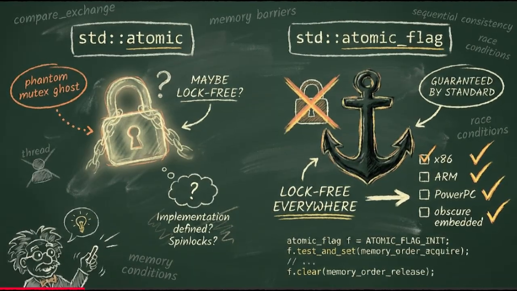And the absolute baseline primitive they introduced to anchor this whole system was the standard atomic flag. Standard atomic flag was designed to be the ultimate lowest common denominator. It was the only type strictly mandated by the standard to be lock-free on absolutely every hardware platform. Meaning no hidden locks anywhere. Right. Because if you use a standard atomic integer and your specific obscure hardware can't support atomic math, the compiler is allowed to quietly inject a hidden mutex to make it work. But the standard atomic flag, guaranteed to be purely lock-free metal everywhere.